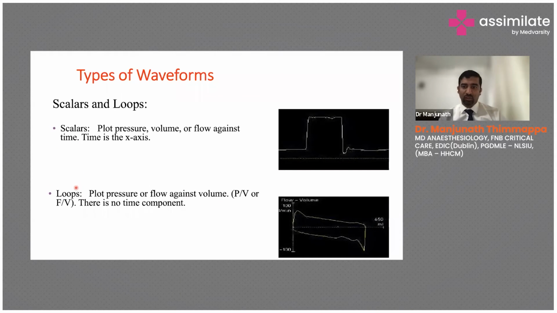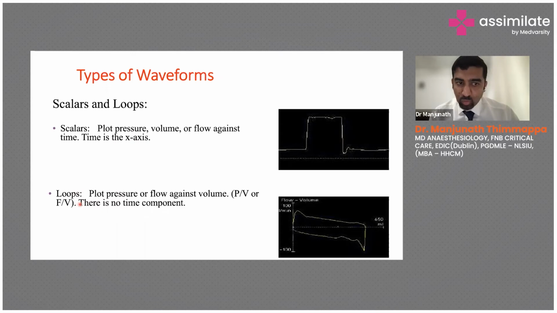I'll just touch upon this. Scalars are whatever you plot against time. It is like pressure, volume, and flow, all three. Time is the x-axis and the y-axis is the pressure, the volume, or the flow. And the loops have no time component at all. Here it actually tells us about inspiration and expiration.